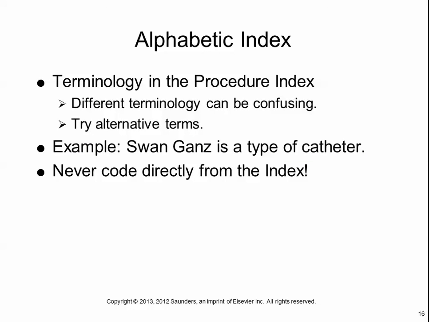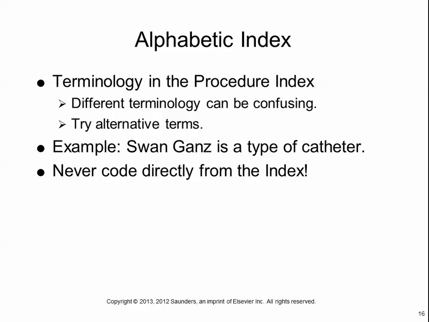So the procedure alphabetic index is a little bit different and it can be confusing. Finding a term may be difficult. For instance, many times physicians will call a procedure by the name of the equipment. For instance, Swan-Ganz. You may see "inserted Swan-Ganz." What is a Swan-Ganz? A Swan-Ganz is a type of catheter that goes directly into the pulmonary artery, a pulmonary artery wedge pressure monitor. So it's an arterial line, okay? But they don't say an arterial line for pressure monitoring. What they say is Swan-Ganz.